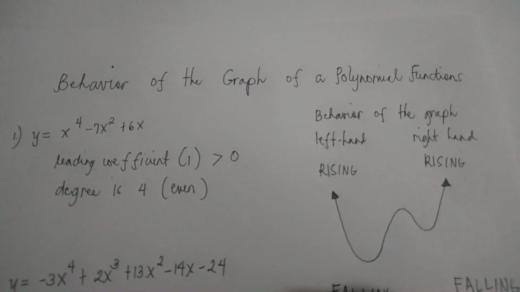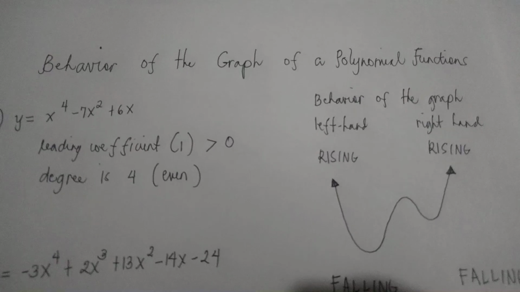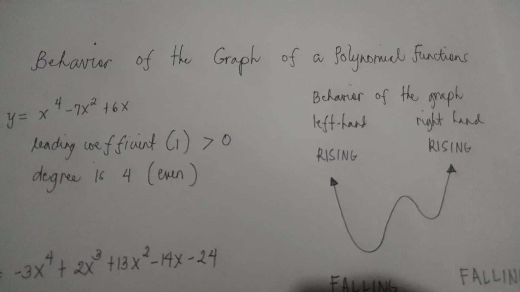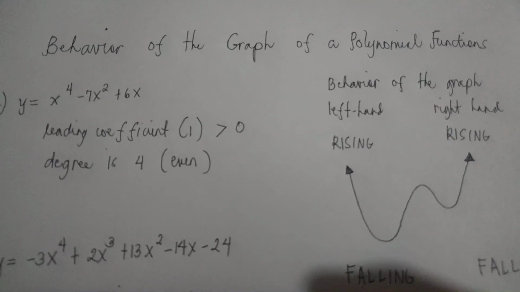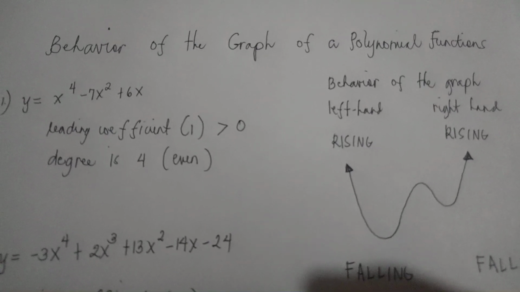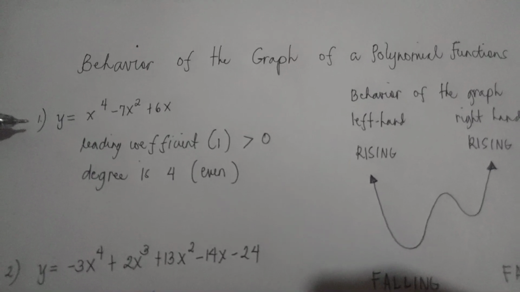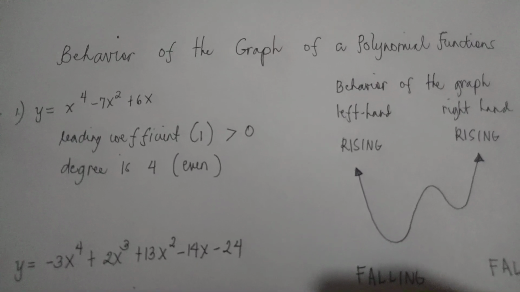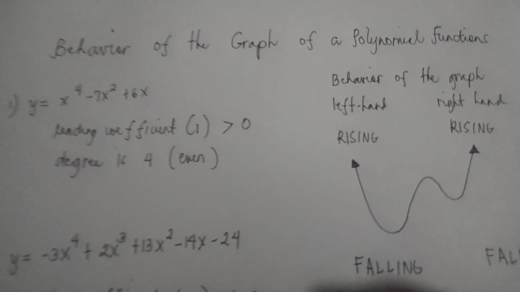Good day, everyone. Today, you will learn how to determine the behavior of the graph of a polynomial function by simply looking at the given leading term. Let us take example number 1. y equals x raised to 4 minus 7x squared plus 6x.